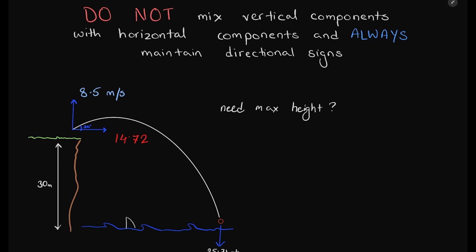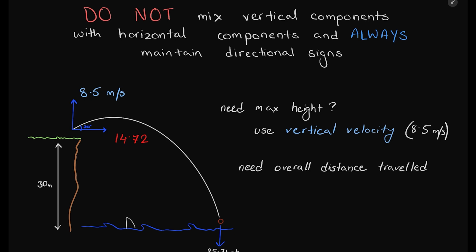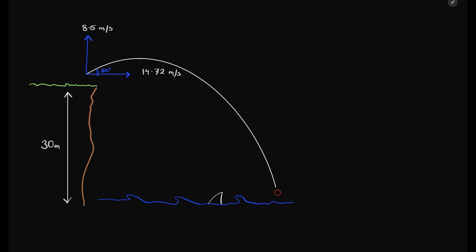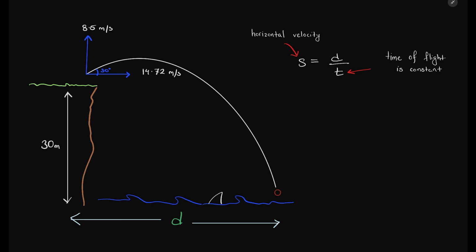Do you need to find the maximum height? Use vertical velocity. Do you need to find the distance traveled? Use horizontal velocity. Always use vertical components for vertical calculations and horizontal components for horizontal calculations. Now let's say the question asks for the range of the projectile, or how far did the ball travel? Also remember, horizontal velocity is not affected by acceleration, so we can use the normal formula, speed equals distance by time. The time of flight is constant for both vertical and horizontal motion, so you can use time as both. Here you can see, using the normal equation, the answer comes out to be 51.37 meters.